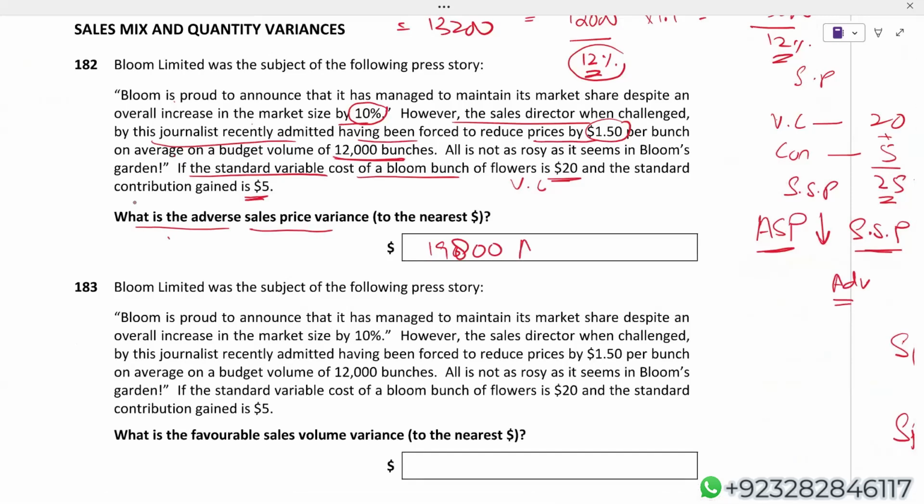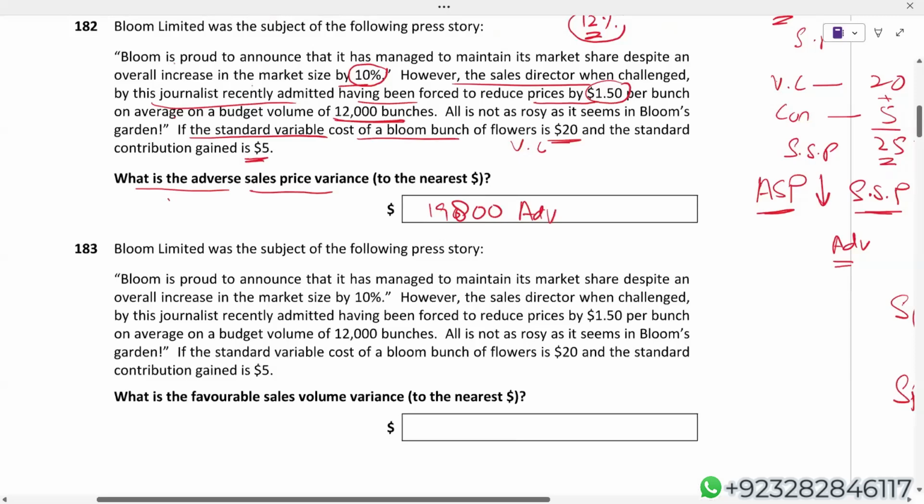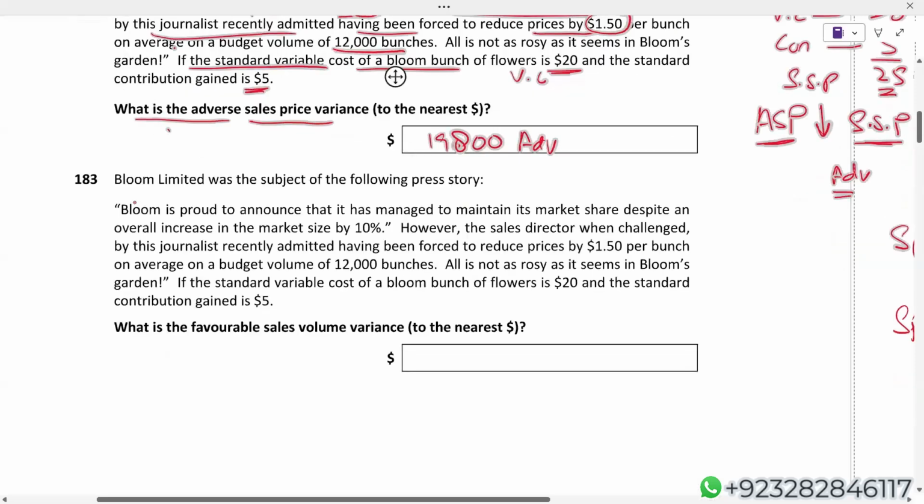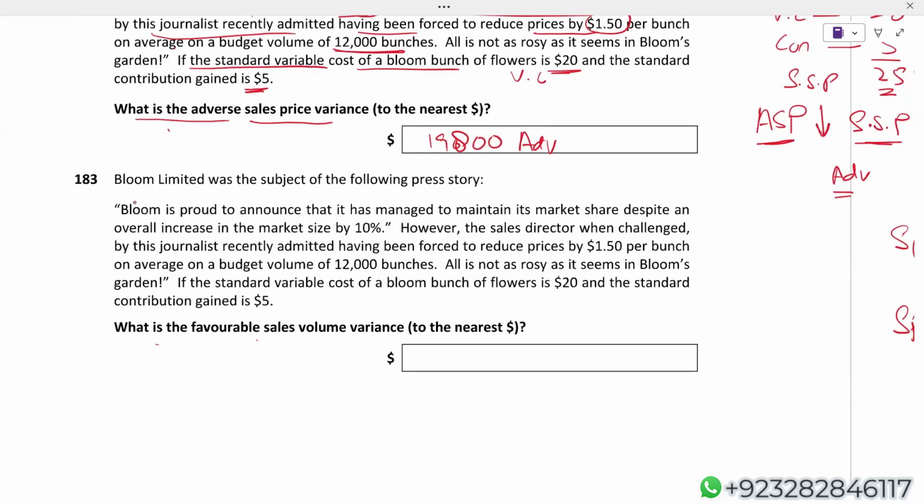I'm getting 19,800 adverse. Okay, what is the favorable sales volume variance? It itself says the question. Favorable sales volume variance.